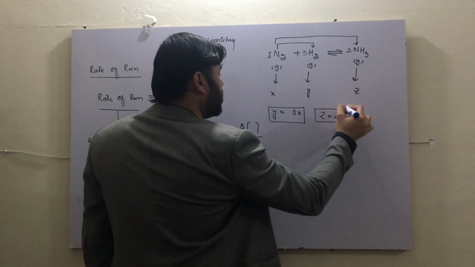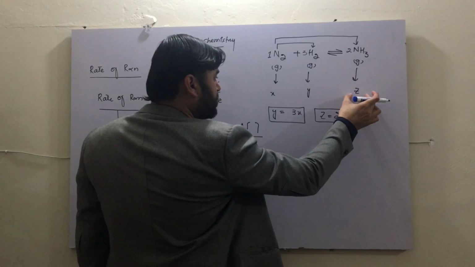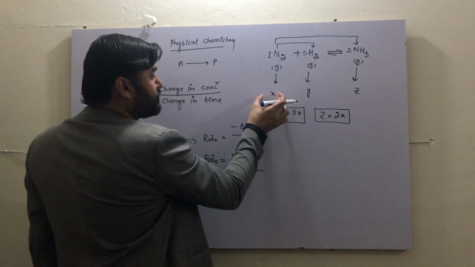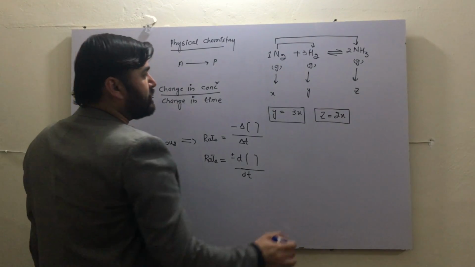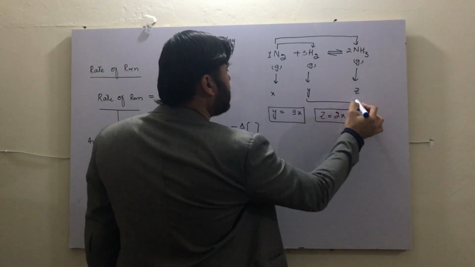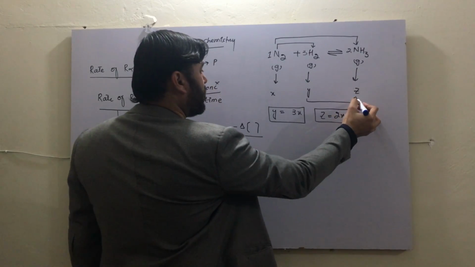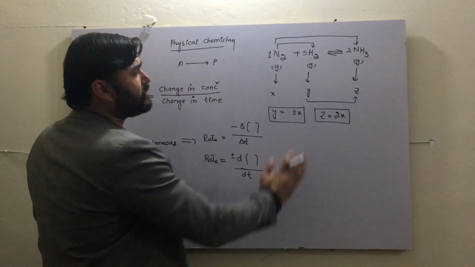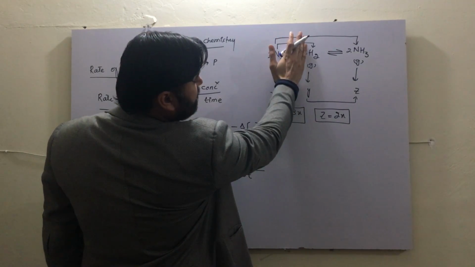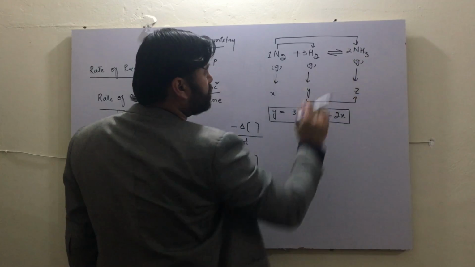The rate of formation of Z is equal to 2 times the rate of disappearance of X. And if you compare Y and Z, this is quite interesting. Suppose you consider 3, suppose this is 1 and this is 2.